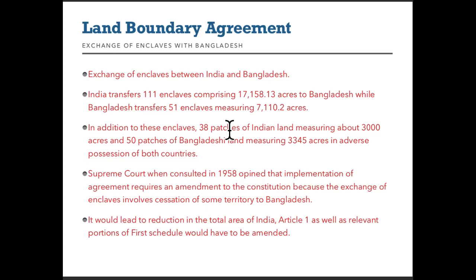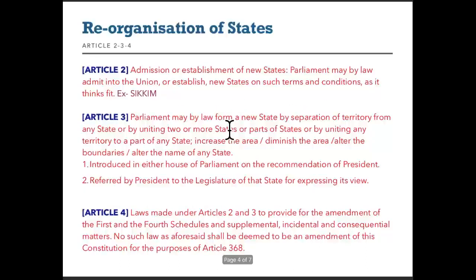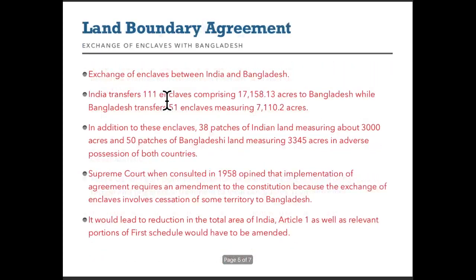Why is it so? Because see the difference. Here it is saying admission or establishment of a new state. It is saying that you can admit anyone into the Union of India. But here, just see, India is giving more land to Bangladesh and taking less land from Bangladesh. So it means that India is losing some part of the land. It means the overall area of India is decreasing. So it will not come under Article 2 and 3, and it was a very old issue.